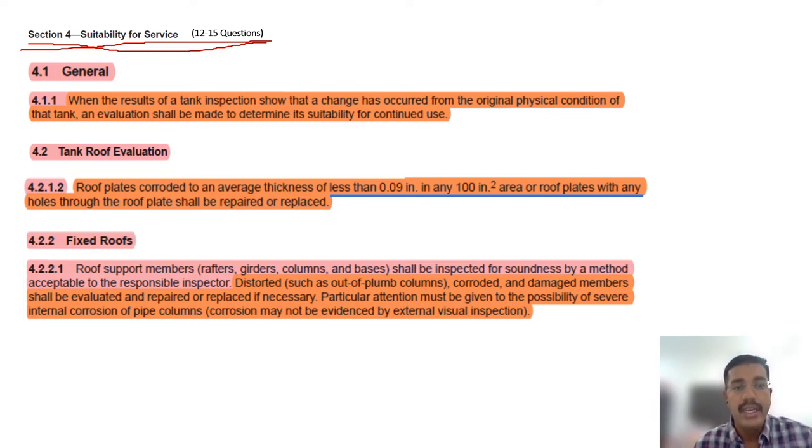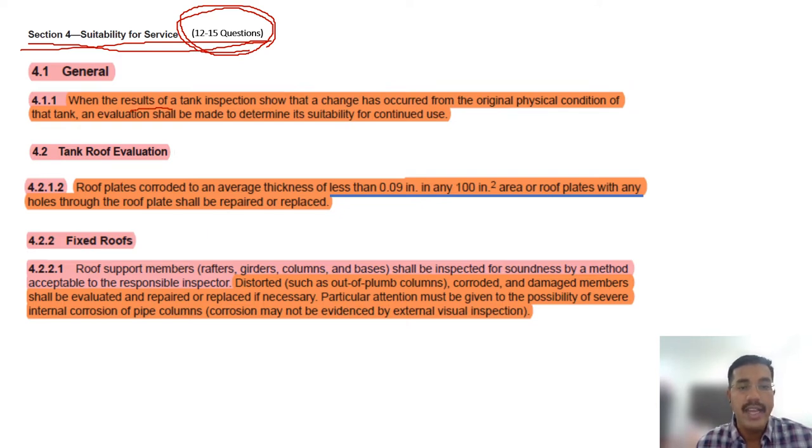In this section, some 12 to 15 questions are expected. Out of 12 to 15, around 5 to 7 questions are open book and 7 to 5 questions are closed book, so the chance is 50-50. Many mathematical calculations can be expected from section 4. So let's start section 4, suitability for service.